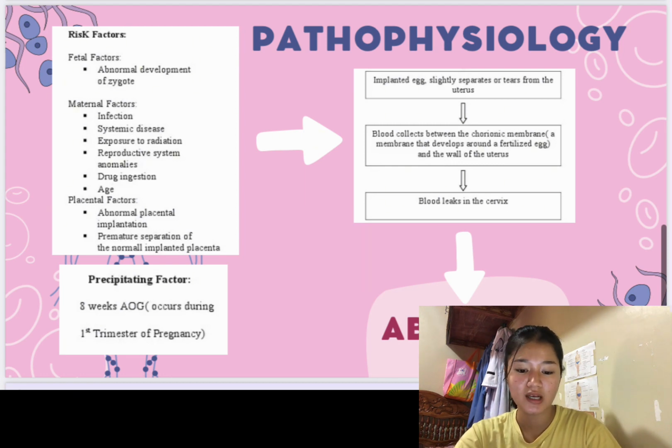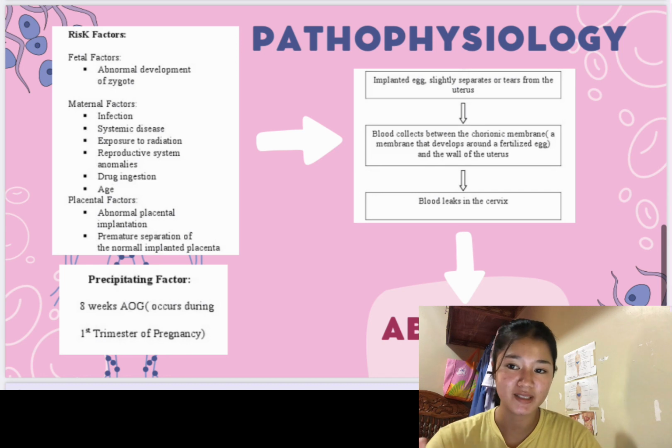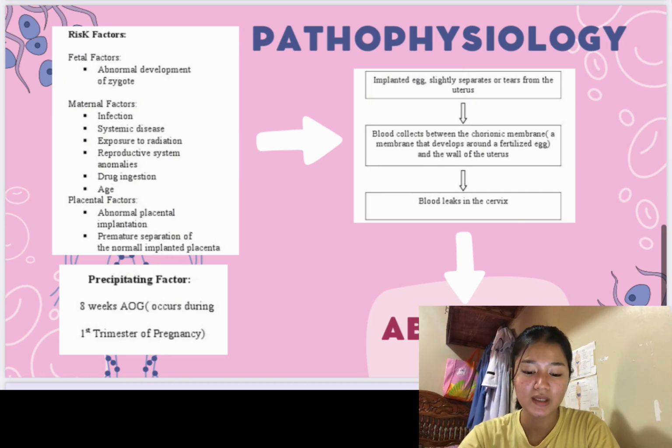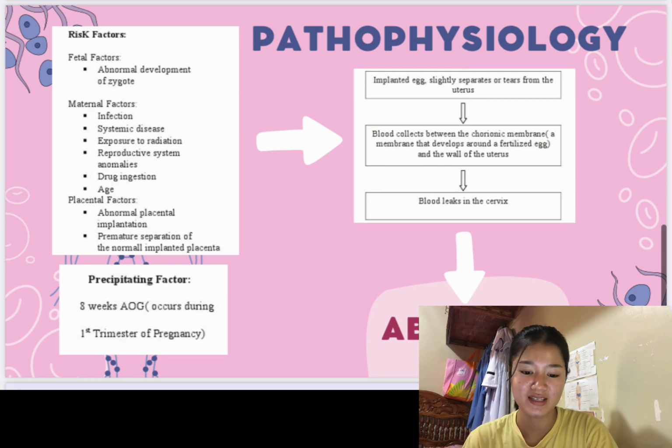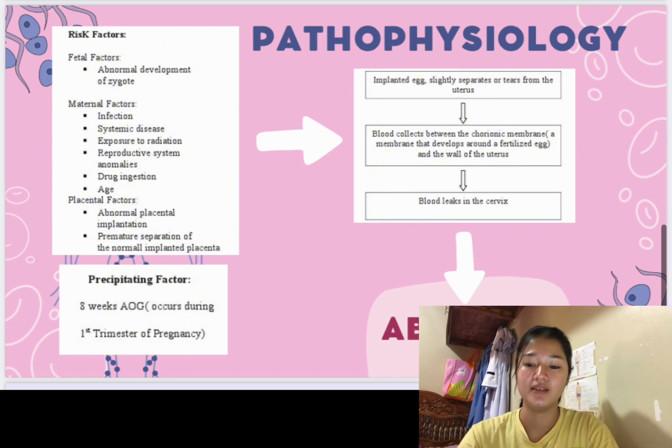Next is yung placental factors. There are some abnormal placental implantation, premature separation of the normal implanted placenta. Next is usually the precipitating factor of this, yung 8 weeks of AOG occurs during the first trimester of pregnancy. So, if all of these risk factors or like one of these risk factors causes complications with the pregnancy, then during the 8 weeks of age of gestation, mas malaki yung chance of having an abortion because hindi stable yung condition ni baby inside. Ayan.